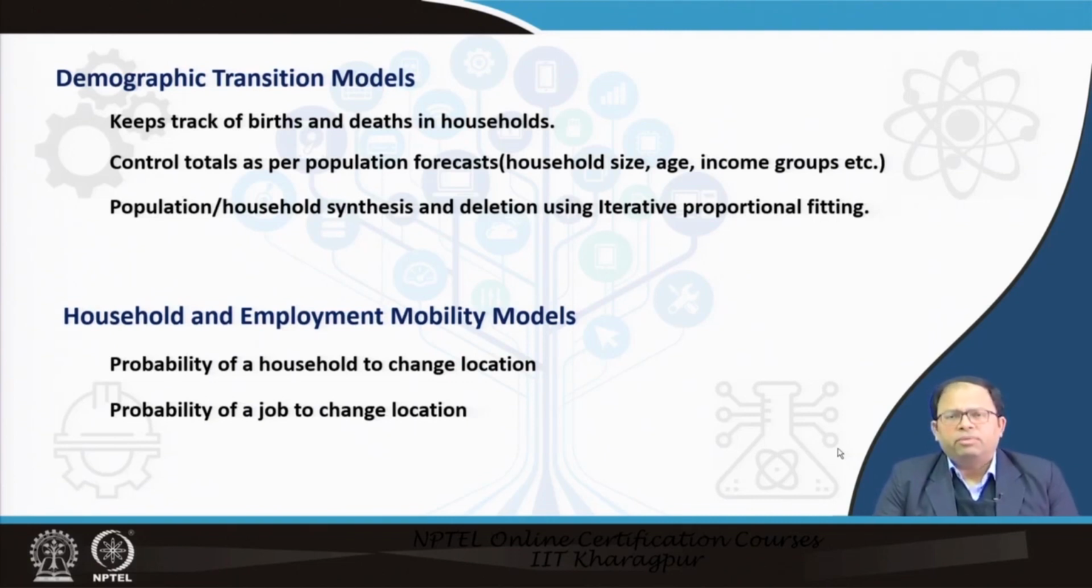deaths are computed for different zones and we add them up, it matches with the control totals of the overall area, or with the forecast for this particular area, and we can also match that for each of these births and deaths. When we add them up, it matches with the forecasted household size or age and income group and so on. So to do this, we also require population or household synthesis and deletion.